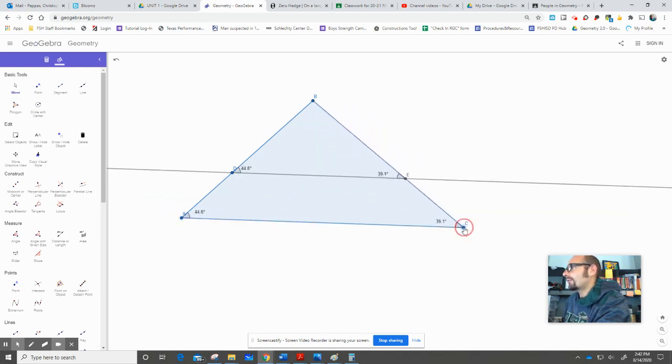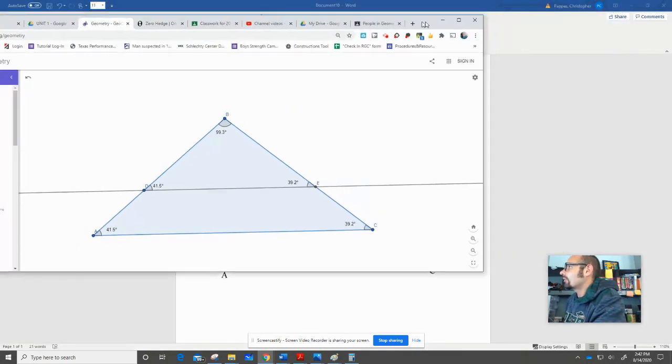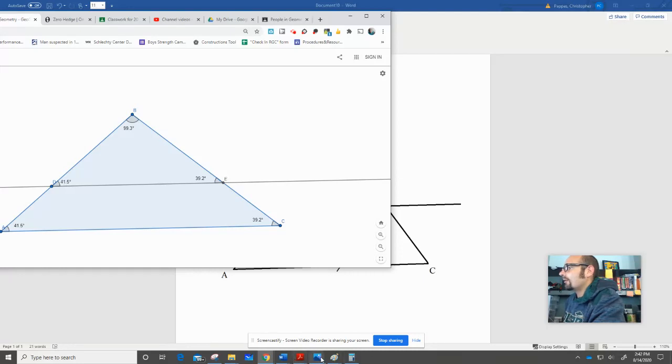So let's say I move it around like this and I get 41.5 over here and 39.2 for both of those. I can also get my third angle, angle B. So hit the angle DBE. That angle will be 99.3 degrees. The angles of a triangle add to 180, which these three numbers do. But again, now we have two triangles. I'm going to go over to Paint here and show you all this. We got two triangles now.